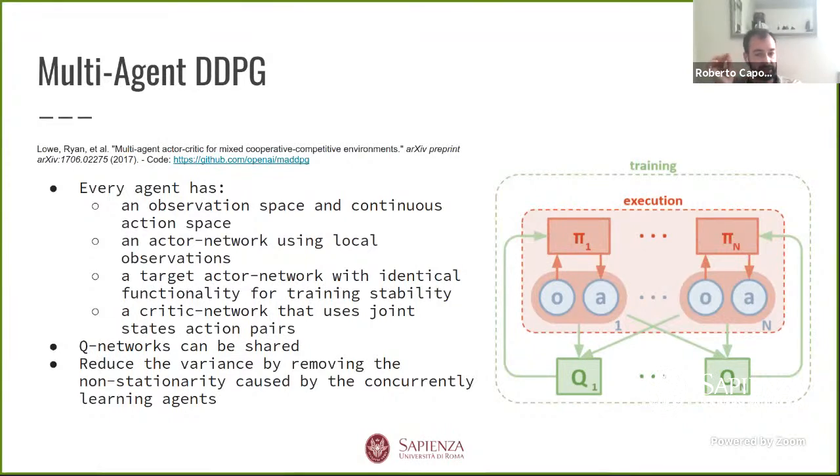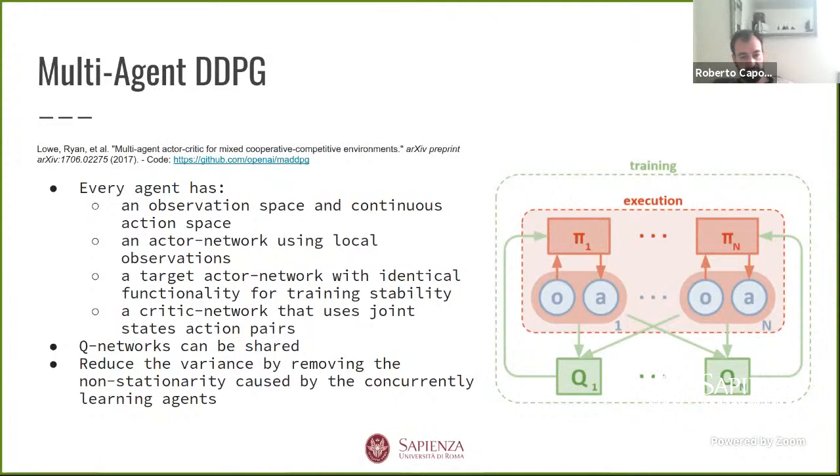Then there is a target actor network, which is basically used for stability in training, but it's identical to the original actor network. So it's still using only local observations. But then, differently from how it would be in the independent learning setup, the agents have a critic network which has joint state and action pairs. So it receives joint actions and joint states.